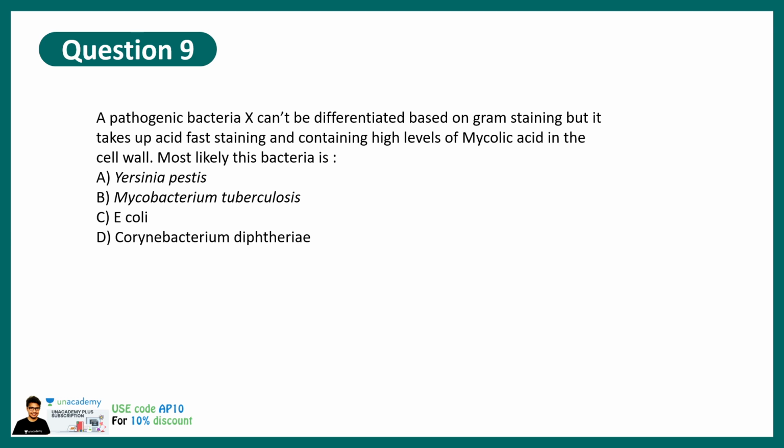A pathogenic bacterium X can't be differentiated based on gram staining, but it takes up acid-fast staining and contains high levels of mycolic acid in the cell wall. Most likely this bacterium is Yersinia pestis, Mycobacterium tuberculosis, E. coli, or Corynebacterium diphtheriae. The correct answer is Mycobacterium. So the genus Mycobacterium has a very high level of mycolic acid in their cell wall and they don't take up gram stain, but they do take up acid-fast stain.